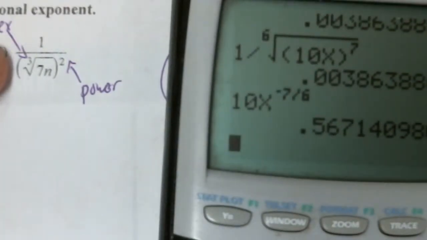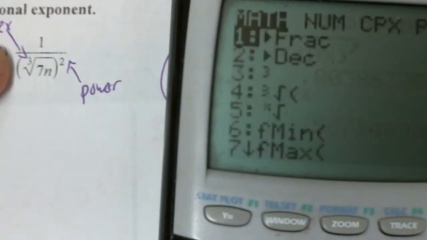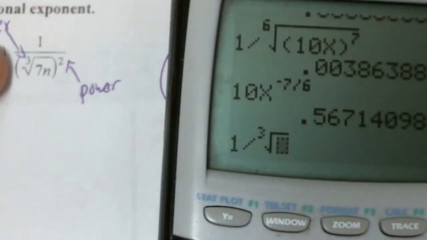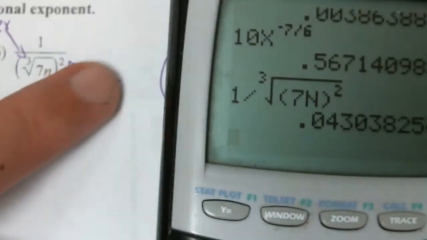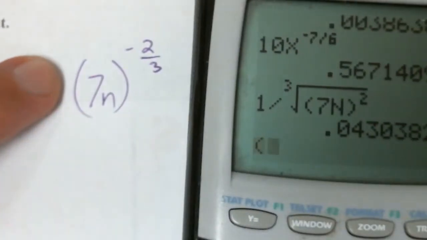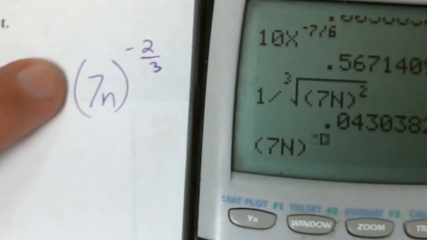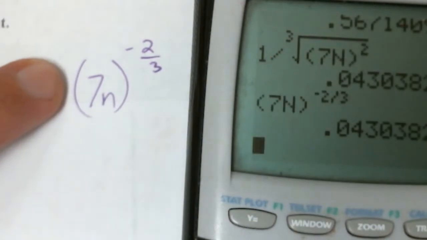I'll use an n this time. 1 divided by, now here I'm just doing the cube root, so I'll do math option 4, the cube root of parentheses 7 alpha n parentheses raised to the second power. Okay, we are saying that that is equivalent to parentheses 7 alpha n parentheses raised to the negative 2 divided by 3. And they match.